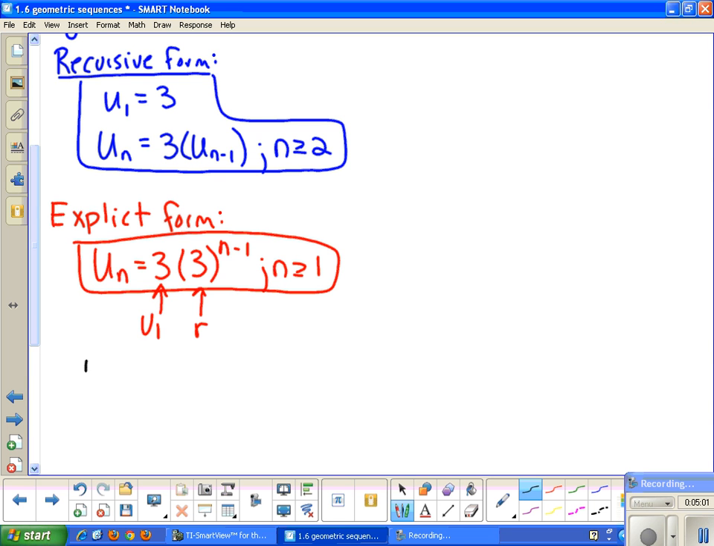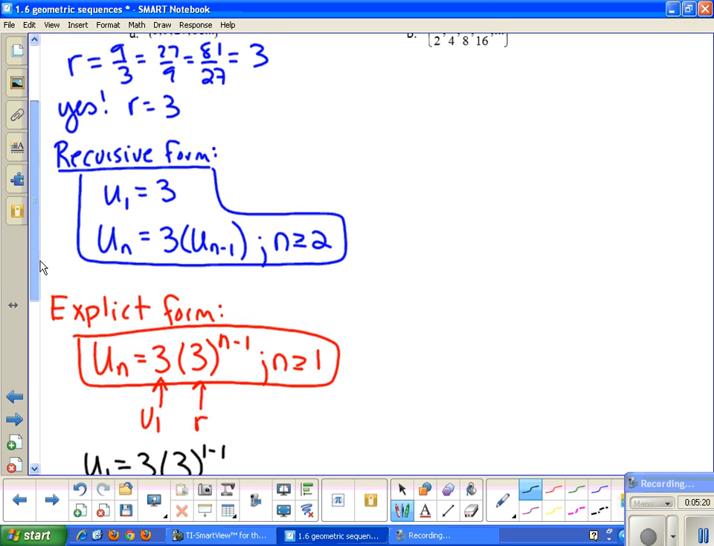So I can check my work pretty easily. If I do u sub 1, I should get 3 back. So 3 times 3 to the 1 minus 1 power means I have 3 times 3 to the 0 power. Anything to the 0 power is 1. So u sub 1 is equal to 3, which checks out for my work. So let's go ahead and do the next problem.